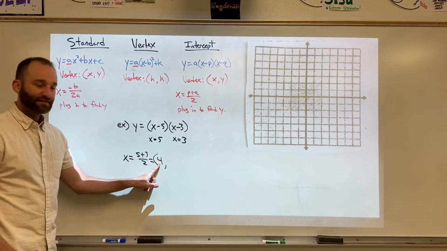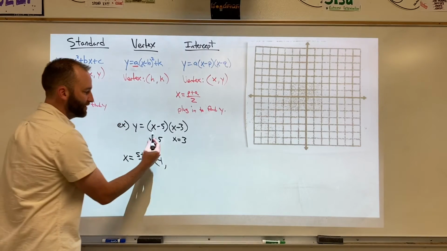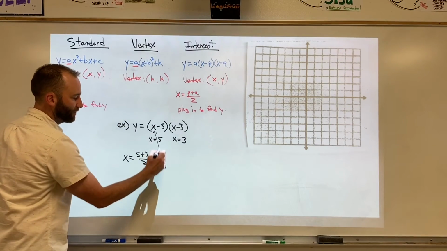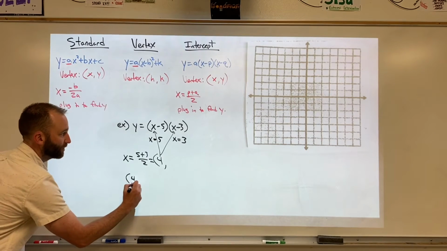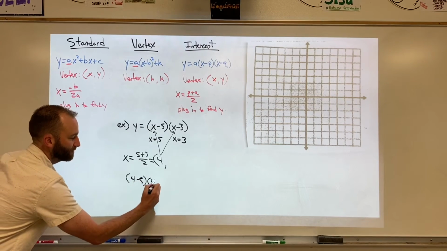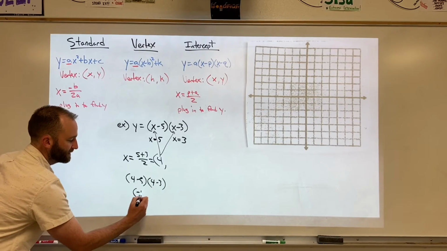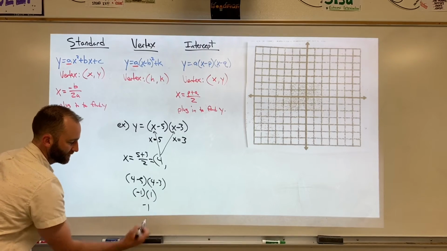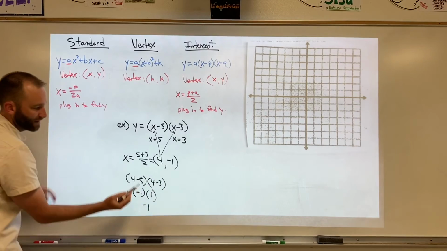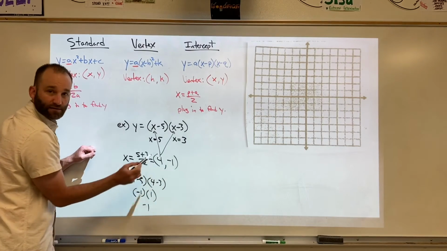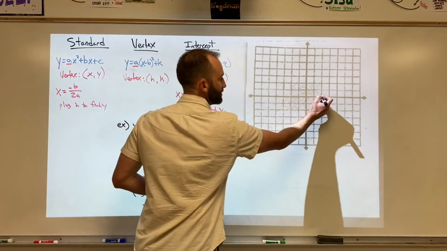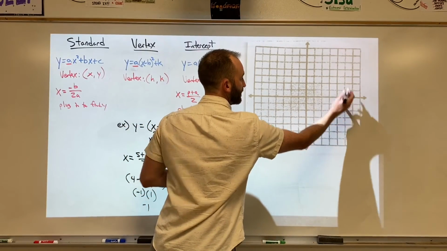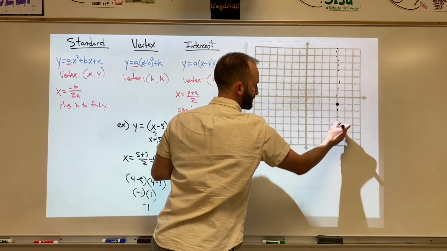Now, to take this number and plug it back into the equation, we're going to plug it in for x right here. Let's find the y coordinate. So I have 4 minus 5 multiplied by 4 minus 3. That's negative 1 times positive 1, which is negative 1. Here is my vertex. Let's graph that point first. It's the most important one. 1, 2, 3, 4, and negative 1. I'll put an axis of symmetry right down the middle.